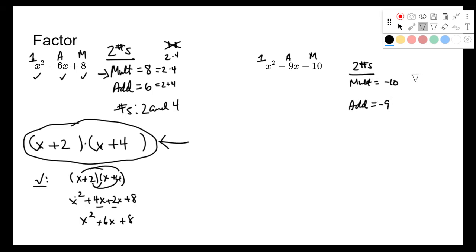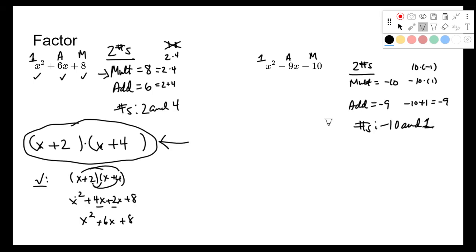If they multiply to be -10, that means one number has to be positive and one has to be negative. That's the only way to multiply and get a negative number. So it could be, let's see, 10 times -1. But 10 minus 1 is 9, not -9. It could be -10 times +1. Let's see, -10 plus 1, oh, that's -9. And -10 times 1 is -10. There are my numbers: -10 and 1.